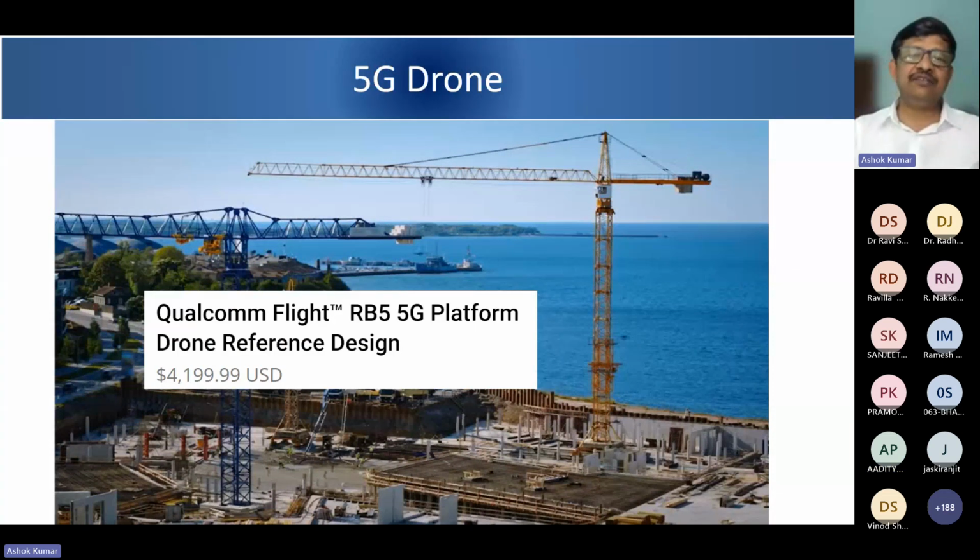So this is called the RB5 5G platform, and this is available commercially.